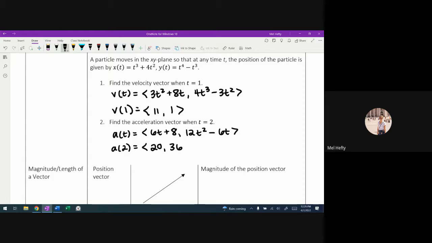Oh, that's a terrible angle bracket. All right, so you should be getting something like 20, 36. Yeah, Jane. I got 48 minus 12, which I think is 36. Got it?